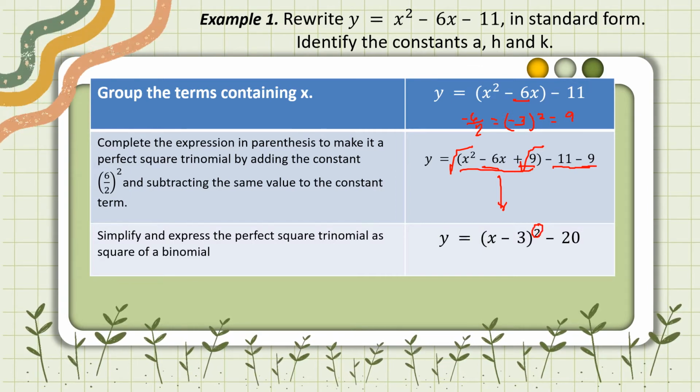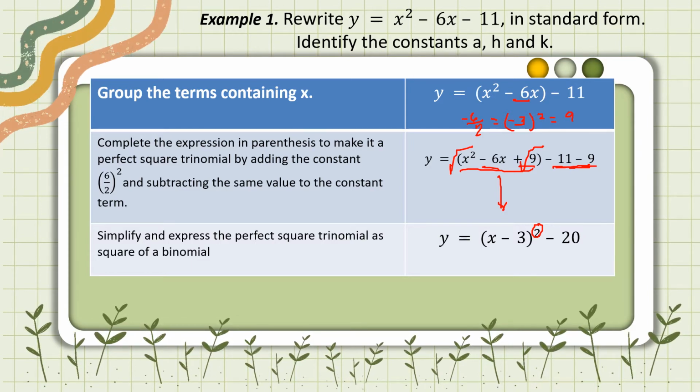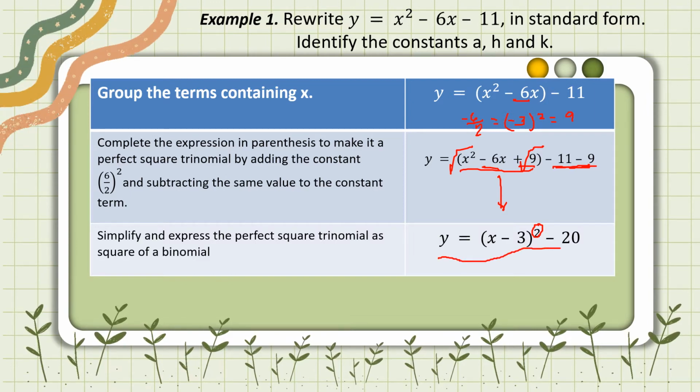Then, minus. Like signs: add and attach the sign. Negative 11, negative 9, that is negative 20. So y is equal now to the quantity x minus 3 squared minus 20. This is now the standard form.